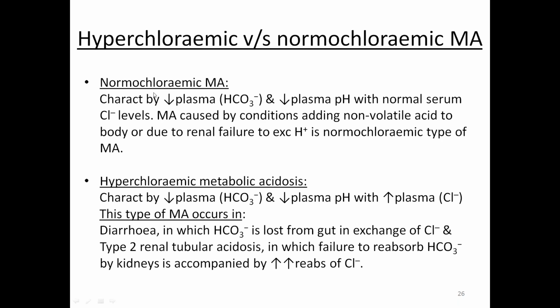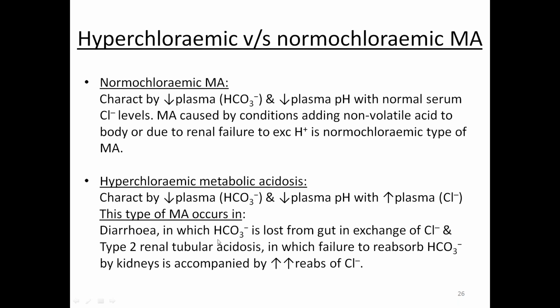This is your normochloremic metabolic acidosis. What is a hyperchloremic metabolic acidosis? In that case, there is decreased plasma bicarb and decreased plasma pH, the difference being an increase in plasma chloride levels. Here there were normal chloride levels.